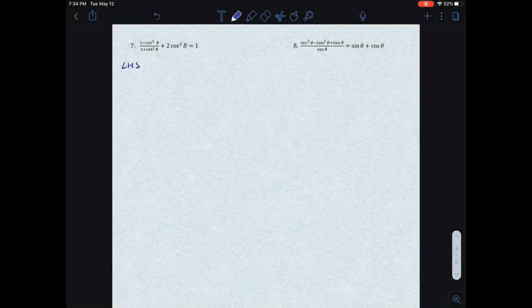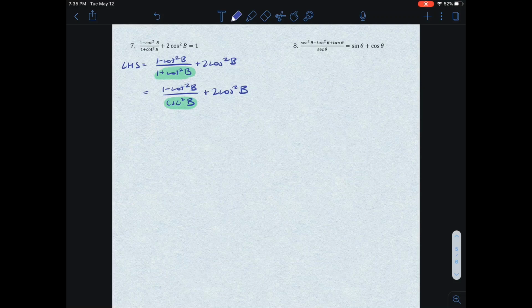For number 7 here, I'm going to be starting with the left-hand side. Again, it's more complicated. I'm going to just rewrite this for now. And so from here, I need to think, okay, what can we possibly do to rewrite this? The first thing I notice is that this is one of my Pythagorean identities, right? That's just cosecant squared of theta. So what I'm going to do is rewrite that first. So cosecant squared of b, sorry, not theta. And I'm just highlighting these so you know these are the same.